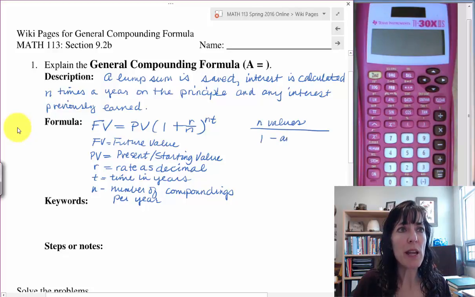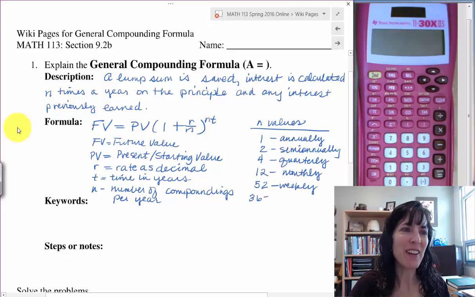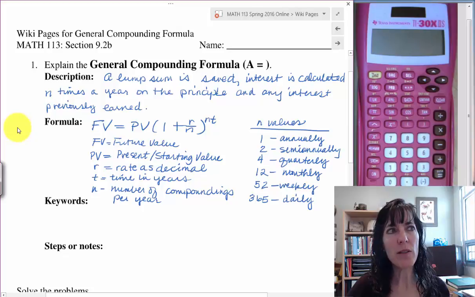If we have an n of 1, that means annually. n of 2 would be semi-annually. 3 we don't have, n of 4 we have, and that's quarterly. And then we don't have anything else until 12, which would be monthly. And then after monthly, we have 52, which is weekly, and 365, which is daily. So those are our n values. So all of that is really good for us to put there for the formula because that's all things that deal directly with filling in the formula.